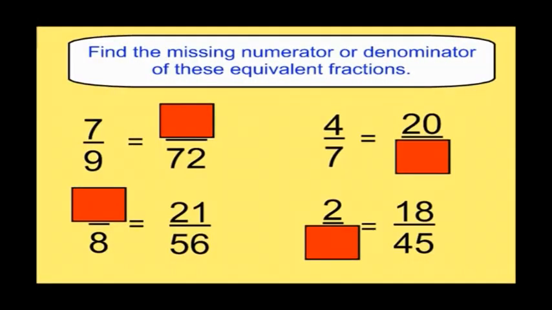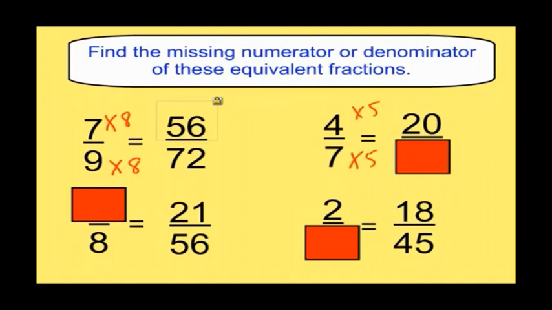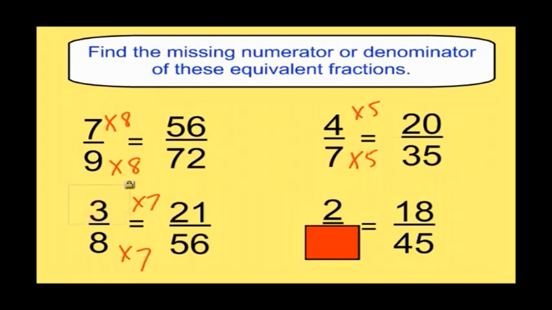Real easy. Now let's take a look at these equivalent fractions and see if we can find the missing numerators and denominators. So if you look at the first one, 9 times 8 would give you 72. Well, if you multiply 7 times 8, that would give you 56. The missing numerator would be 56. 4 times 5 is 20, and 7 times 5 would be 35. That's your missing denominator. 8 times 7 is 56. Something times 7 is 21. It would be 3. 2 times 9 is 18. Something times 9 is 45. It would be 5.